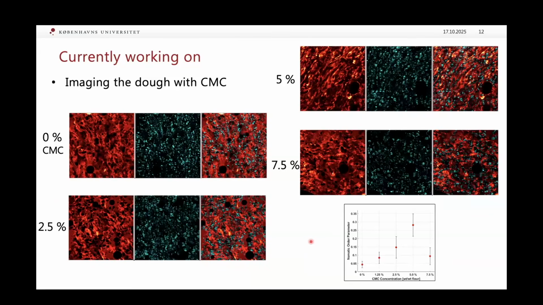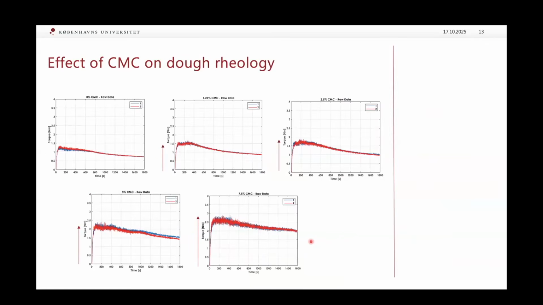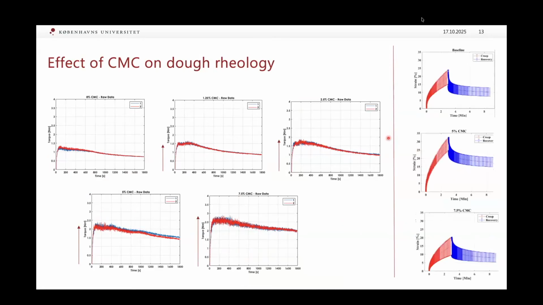So now the next question for us is if we can somehow relate this to the mechanical properties of the dough. These are the graphs from the equipment I showed before. It's just the time and the torque. So every time we add more CMC, we see that the torque goes up, but we don't see any other significant differences. So then we took the dough to the rheometer, which is what we use the most.